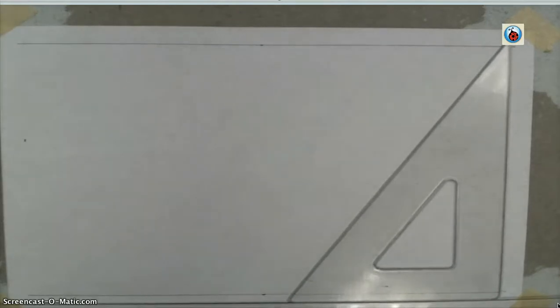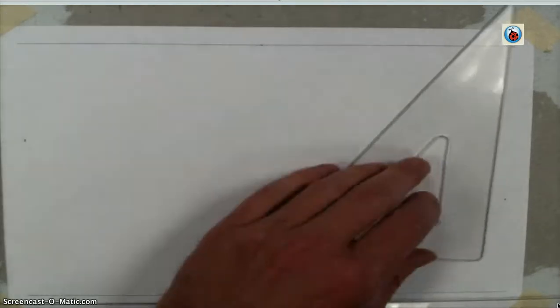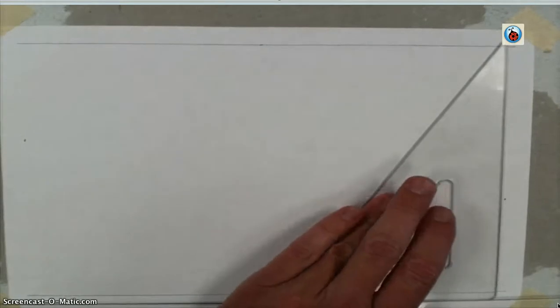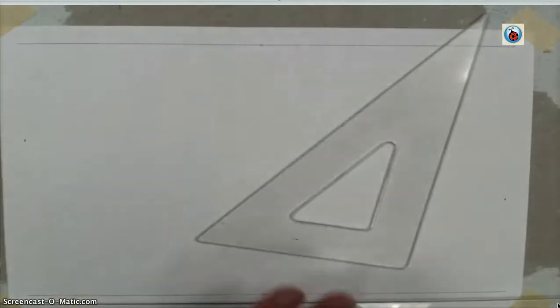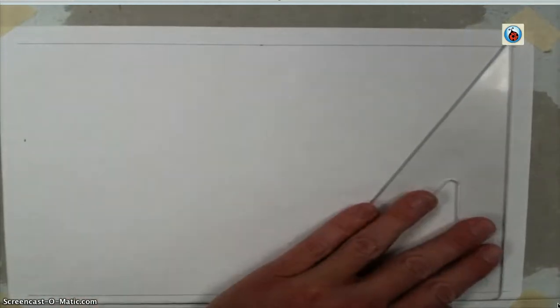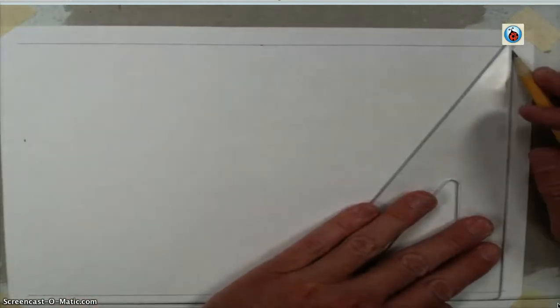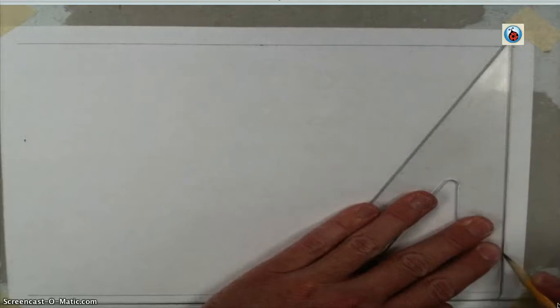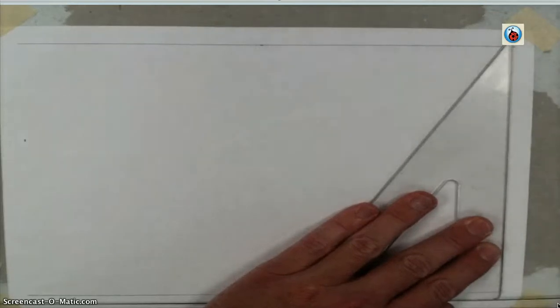So like I said, the main thing you want to make sure of is that your T-square is against the edge, and this triangle has to be connected to your T-square. If you're out here like this, we don't know if that's vertical, do we? So we're going to line this up with our mark, lightly draw this vertical line between our two horizontal lines.